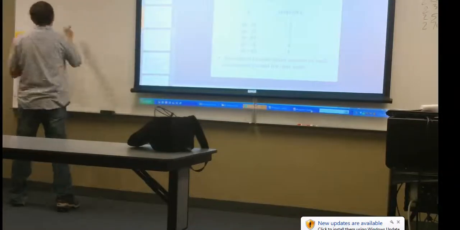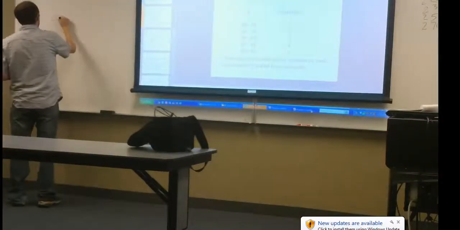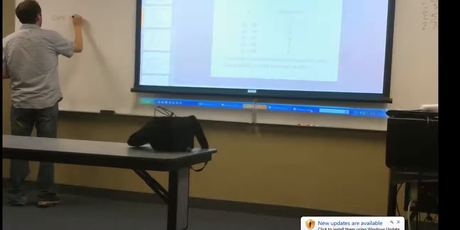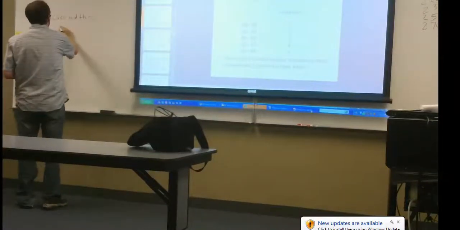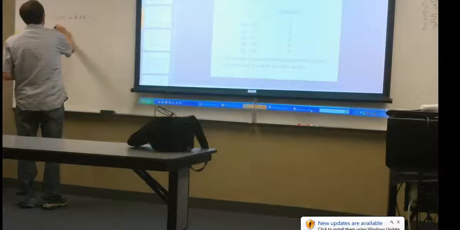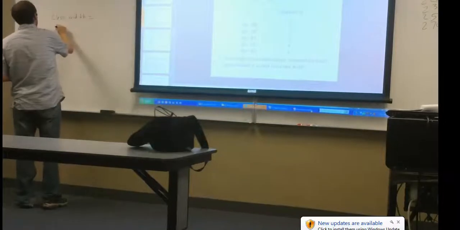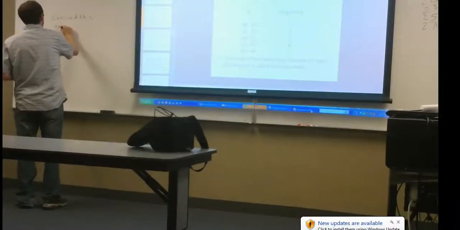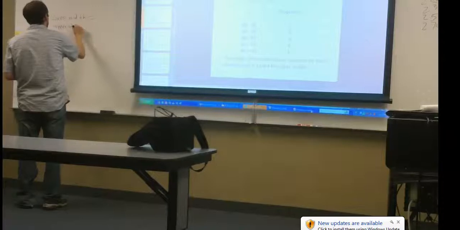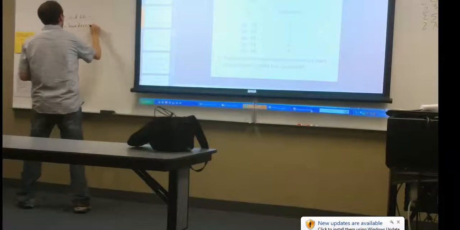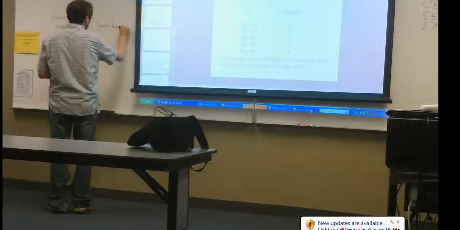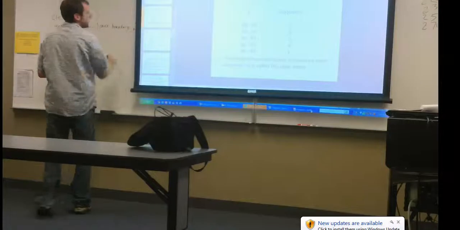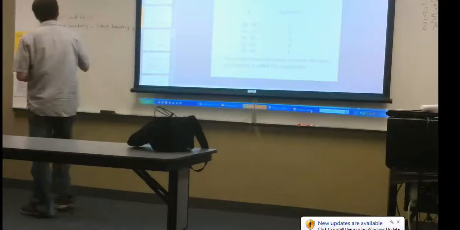So class width equals, it's actually upper boundary minus lower boundary plus 1. I have to explain what these are.